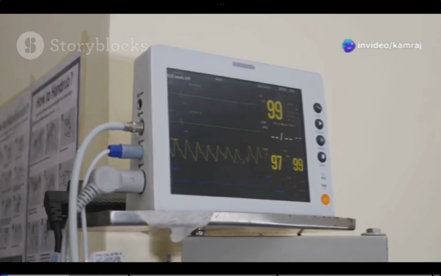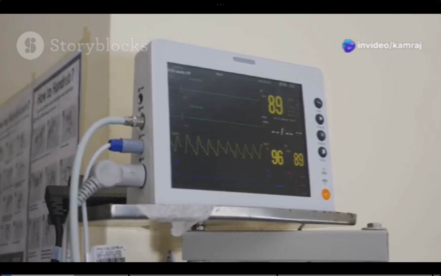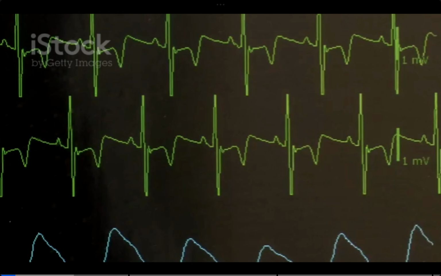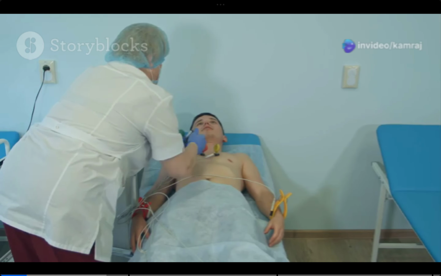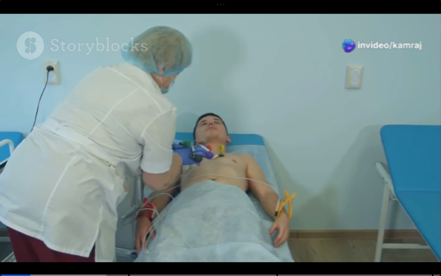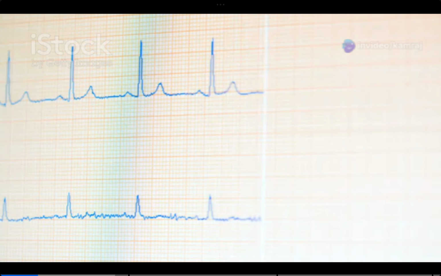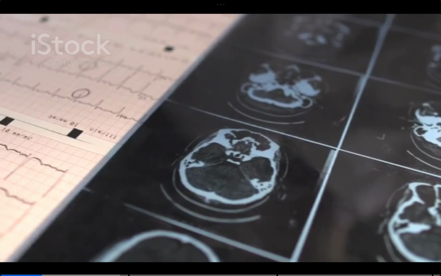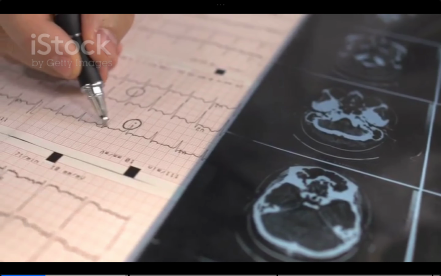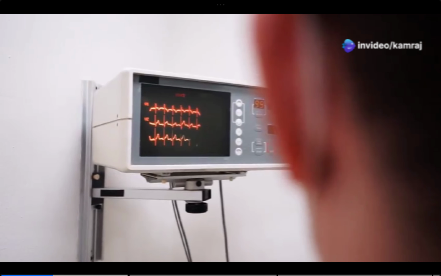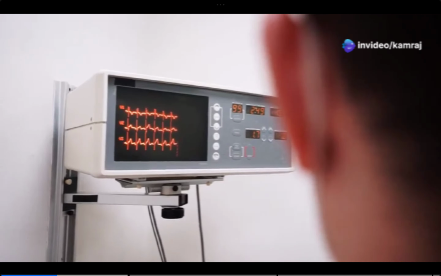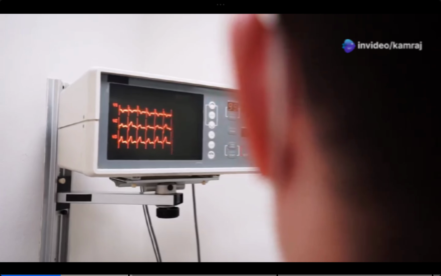The electrocardiogram, or ECG, is a fundamental tool in cardiology. It provides a visual representation of the heart's electrical activity. By placing electrodes on the chest, wrists, and ankles, we can capture the tiny electrical impulses that travel through the heart with each beat. These impulses are recorded as waves on a graph. The shape, size, and duration of these waves offer valuable insights into the heart's rhythm, structure, and overall health. Each heartbeat generates a distinct electrical pattern, allowing us to assess the heart's performance.